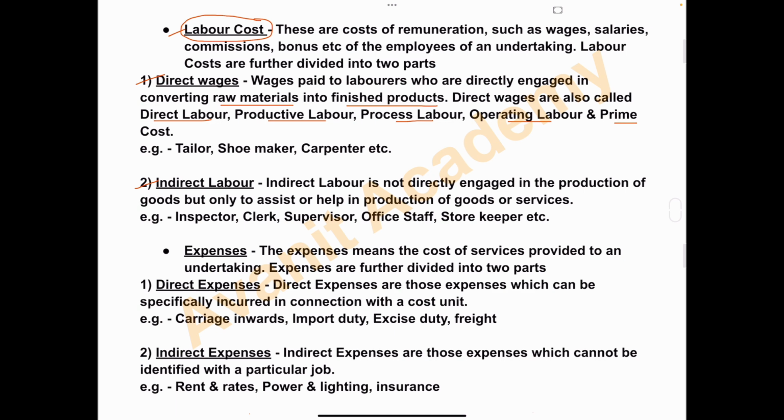Next one is indirect labor. Vice versa. Direct labor is engaged in factory work, that is converting the raw material into finished product. Here in indirect labor, the labor is not directly engaged in the production of goods. Their work is to assist or help in production of goods and services.